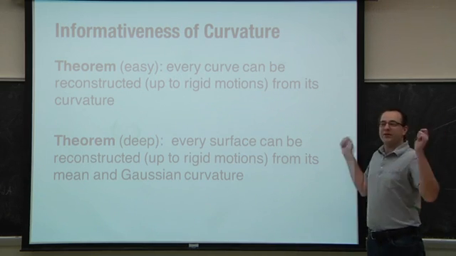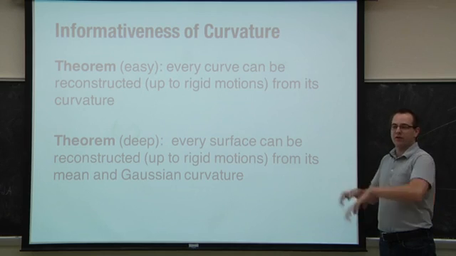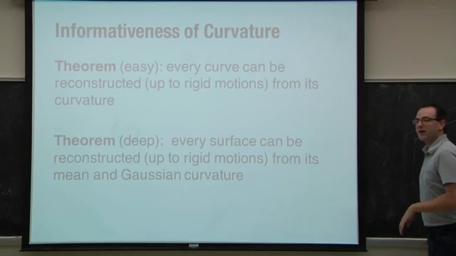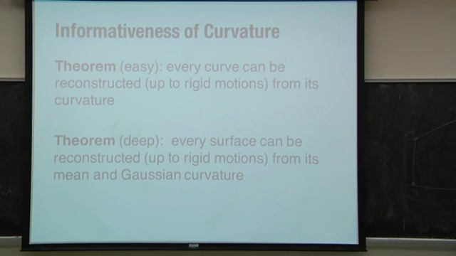The other theorem, which generalizes something that was mentioned by one of you earlier, is that if I have the mean and Gaussian curvature of a surface everywhere, I know the surface, up to rigid motions. This is not obvious at all. This is deep as well. You have to solve some nasty PDEs to conclude this. But this is also true.